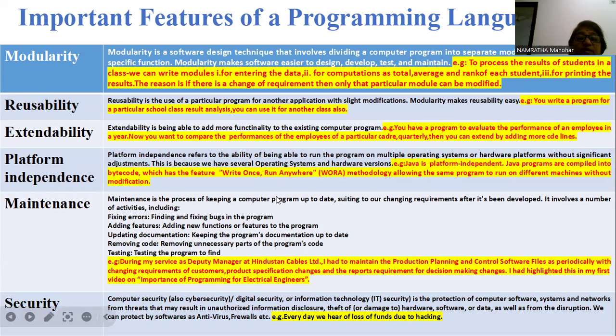Maintenance is the process of keeping a computer program up to date, suiting our changing requirements after it's been developed. It involves a number of activities such as fixing errors, finding and fixing bugs in the program, adding new features or functions to the program, and updating your documentation, that is keeping the program's documentation up to date. Remove code: remove unnecessary parts of the program code so that it reduces your execution time. Next, testing. You need to regularly test the program to find any errors.